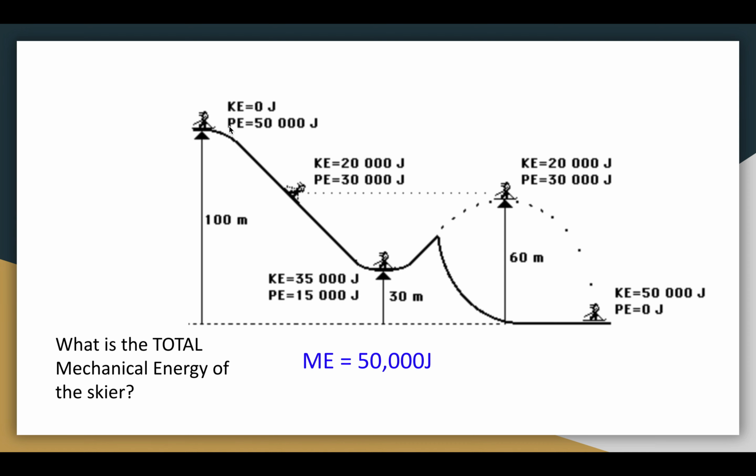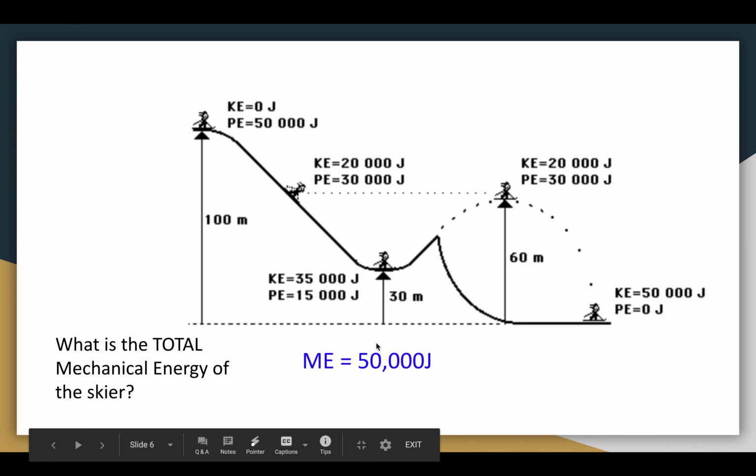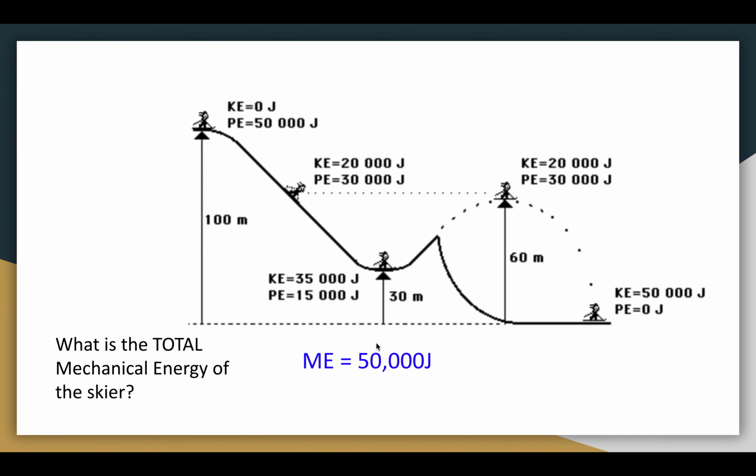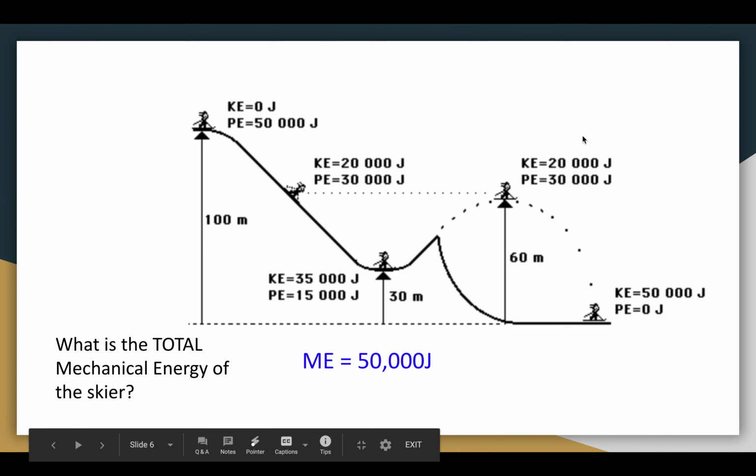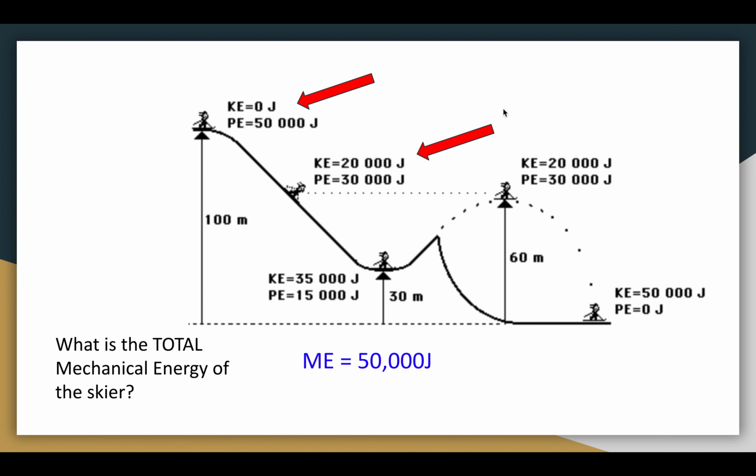That means as the skier starts taking his run and goes down and jumps and hits the ground again, the total energy, as long as there's no air resistance or friction or any kind of sound, which again is a very simplified case, that total energy is going to remain 50,000 joules. So let's look at different locations along the run.